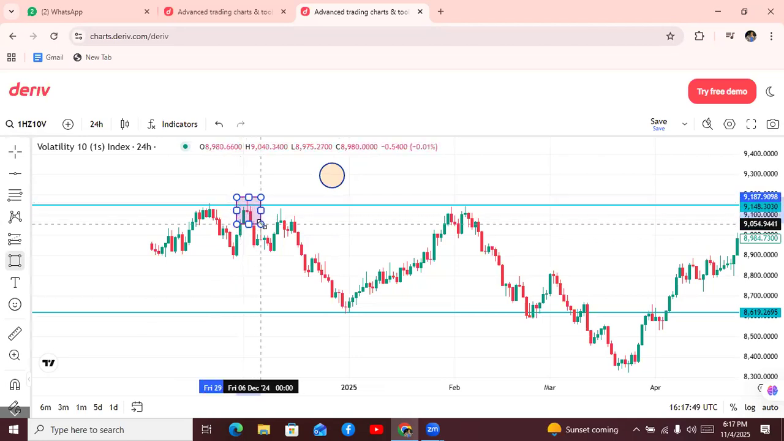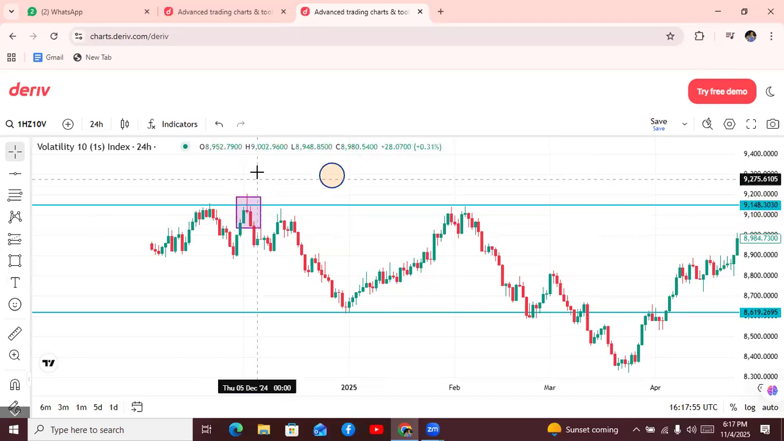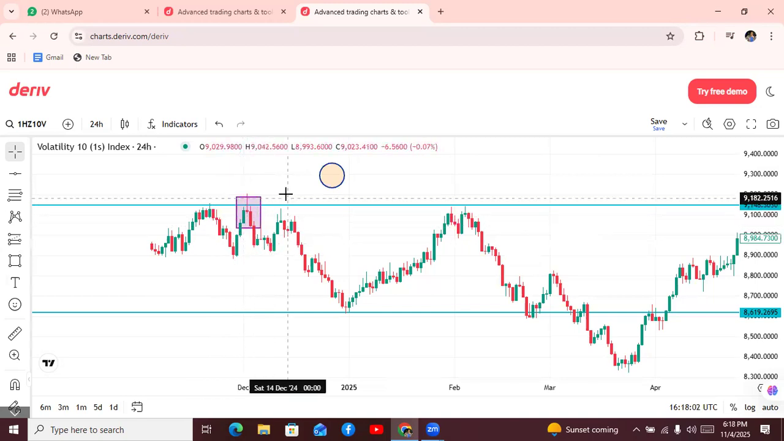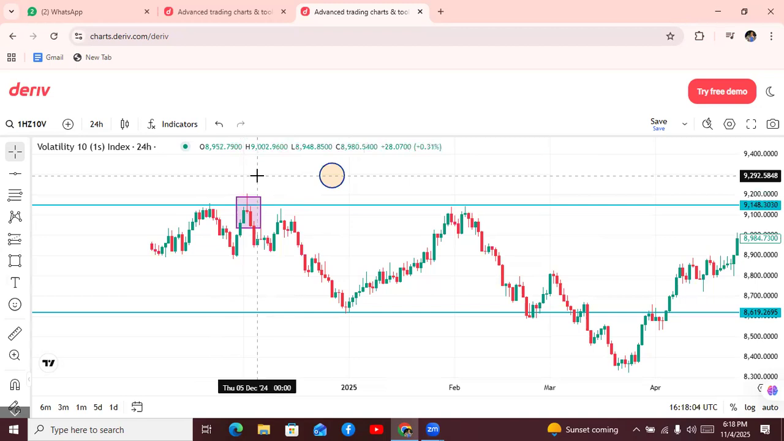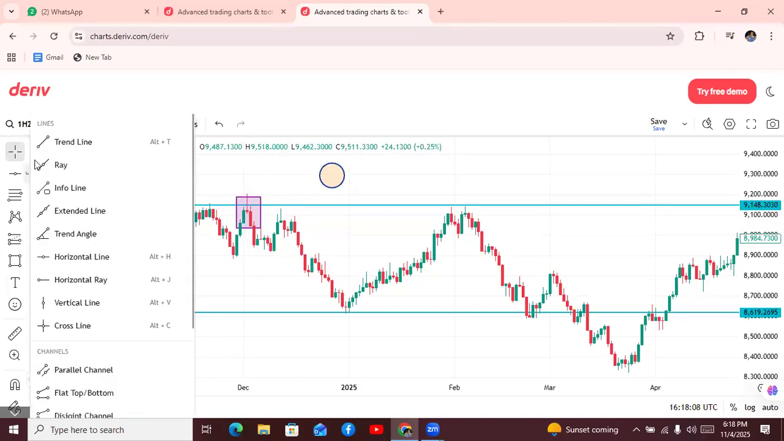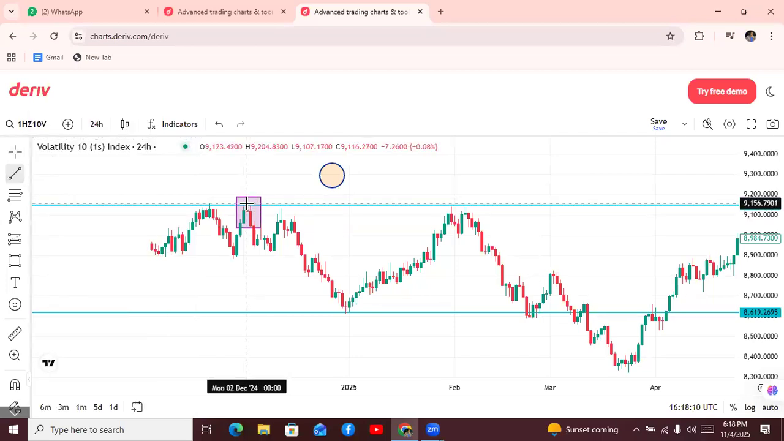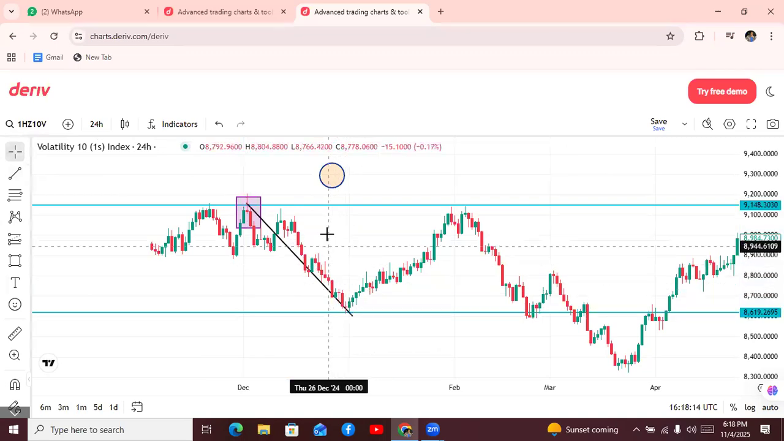It's actually an evening star. You see that now. So that is an evening star. Now, this is a candlestick pattern that gives us an opportunity to sell. And it is the reason why this market has moved from the resistance to that support level.